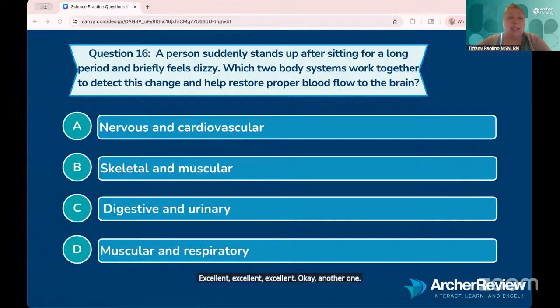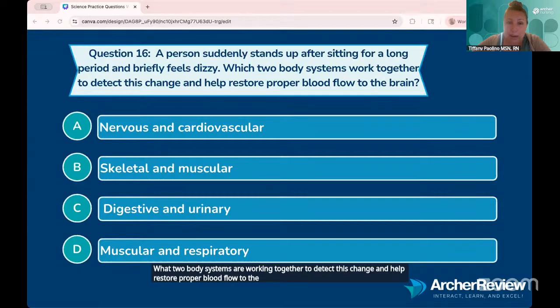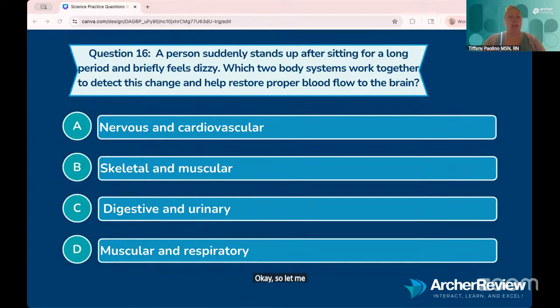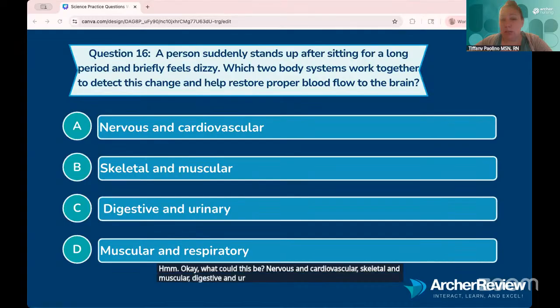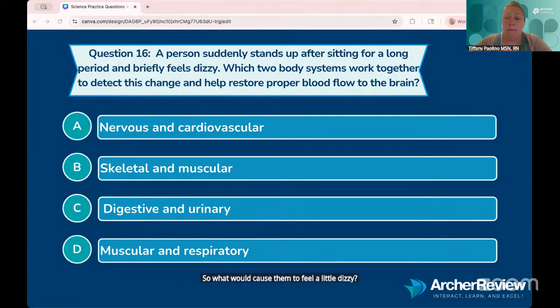A person suddenly stands up after sitting for a long period and briefly feels dizzy. What two body systems are working together to detect this change and help restore proper blood flow to the brain? Okay, so let me picture this. They're suddenly standing up after sitting for a long time and they're feeling dizzy. Hmm. Okay, what could this be? Nervous and cardiovascular, skeletal and muscular, digestive and urinary, or muscular and respiratory? So, what would cause them to feel a little dizzy? That's what this is asking here. What would cause them to feel a little dizzy?